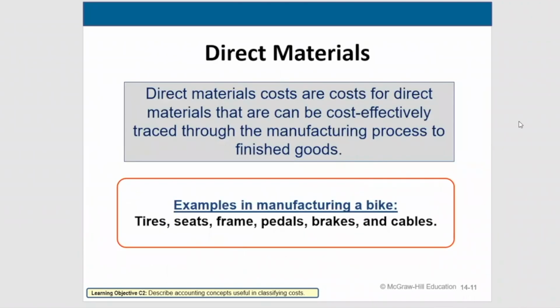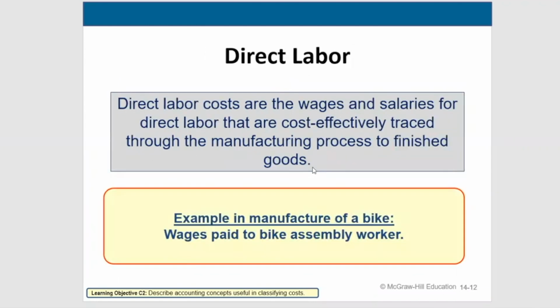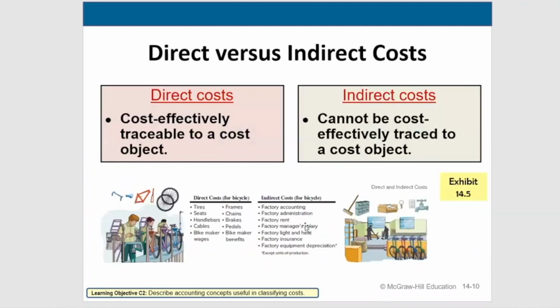Like we said, direct materials is the actual things that you can see on a bike, and we can trace it. And direct labor, as I've already said, are the wages paid to the people with their hands on a bike. They're actually the ones assembling the bike. Don't get that confused with what they're paying the manager of the factory who's just walking around. That's more of an indirect cost.